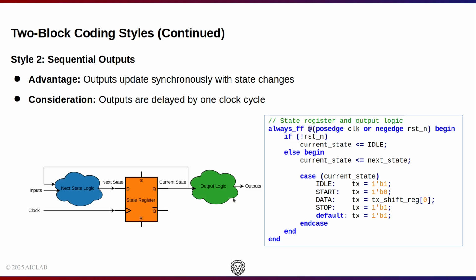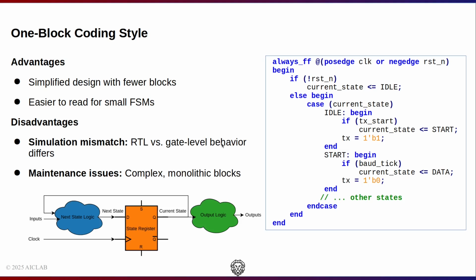Another way to do this is to combine output logic with a state register in one sequential block. In this case, the output is registered. So in one always_ff block, we define the state register and also output logic. Output logic depends on the current state and it generates the output. The advantage of this coding style is that the output is registered, but also there is one clock cycle delay in output.